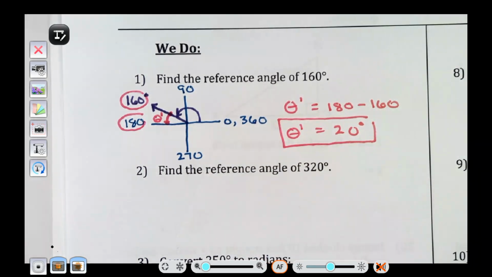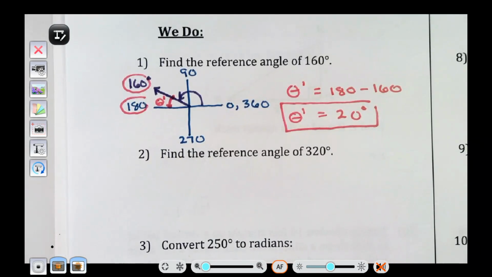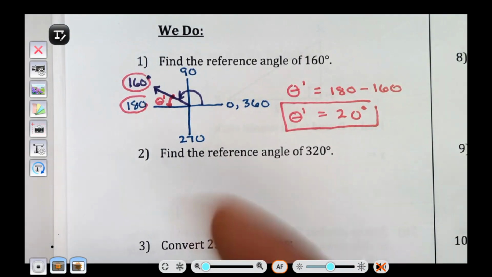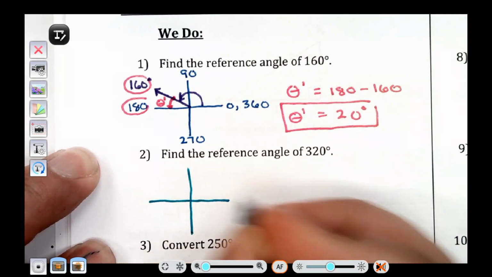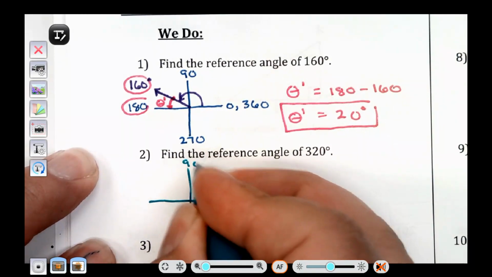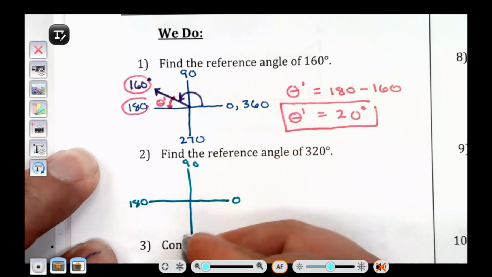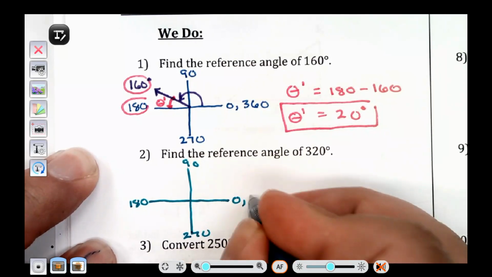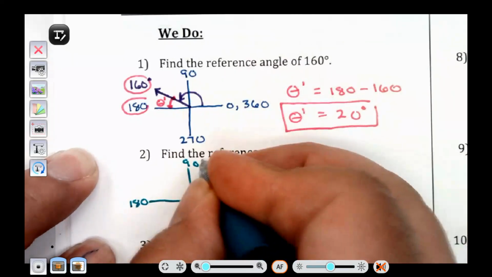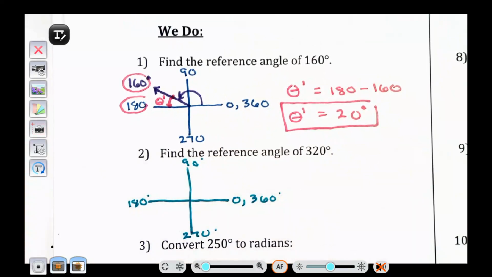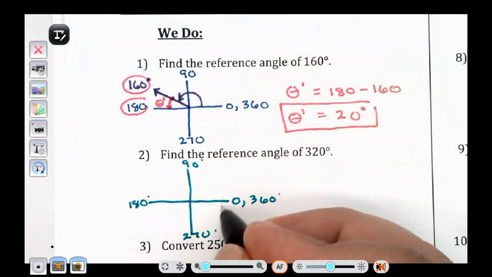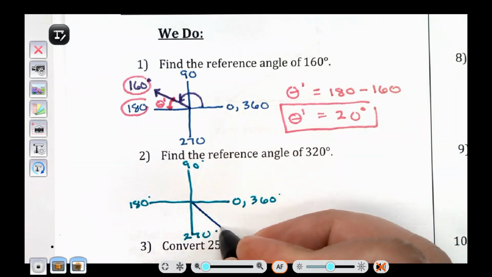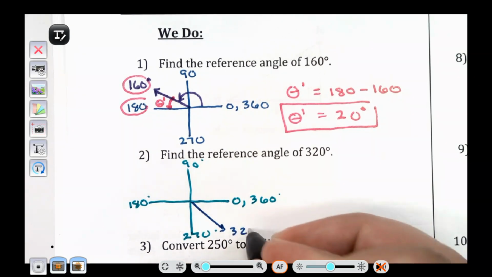Now, we're going to try it again. It says find the reference angle now of 320. All right, so we start off with a quick little draw of our XY plane. There's 0, 90, 180, 270, and 360. This is a skill you definitely need for math analysis. Now, we want to draw 320 degrees. So, of course, 320 degrees would fall in here in quadrant number 4. So I'm going to call that my 320 marker.